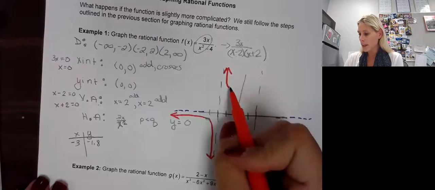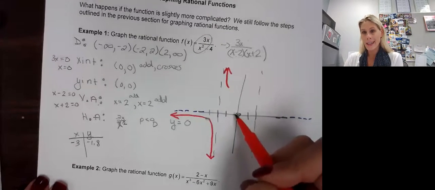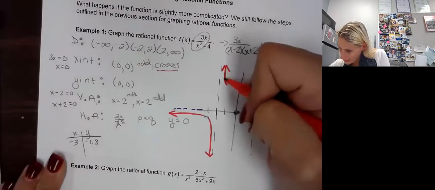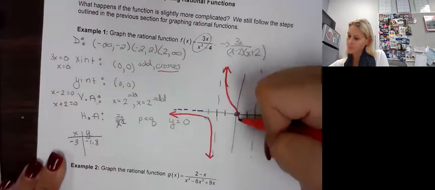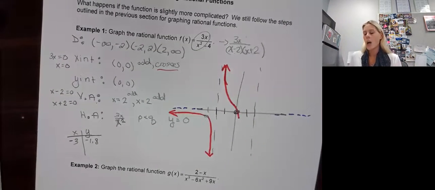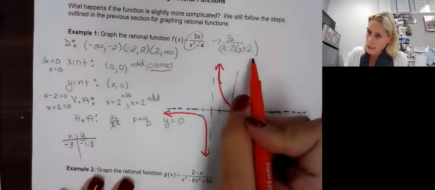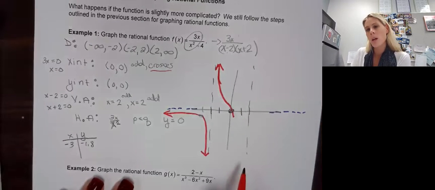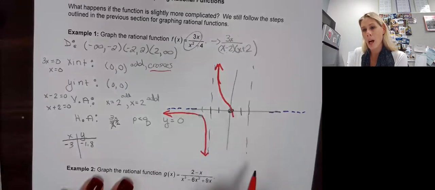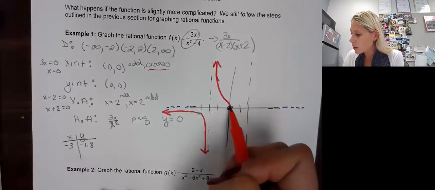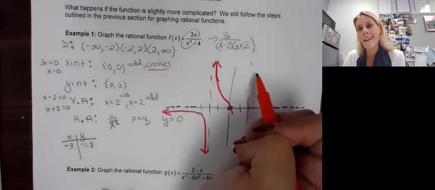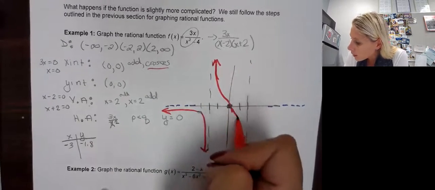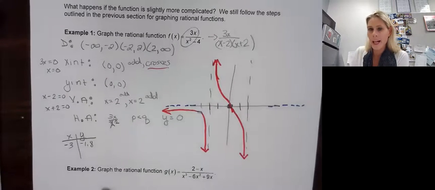I know this side's going up, and I also know at this x-intercept, it crosses. So I'm going to bring this down and cross it. Now, where does it go? Does it come back up to this vertical asymptote, or does it keep going down to that vertical asymptote? Well, it has to go down. Why? Because if it were to come back up, we would have another x-intercept, but we don't. We only have one. So the only other position this could do is go down.